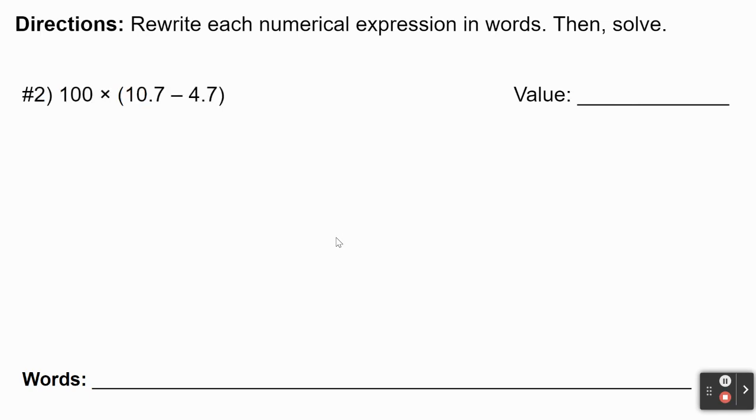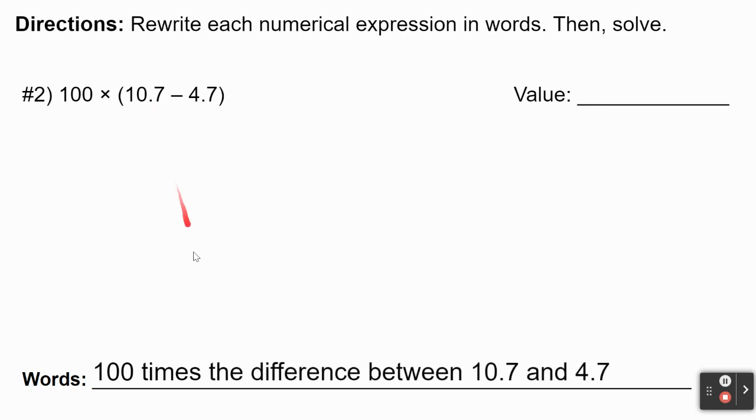Let's try another problem. Here we have 100 times, and then we're going to find the answer. We're going to be multiplying it by the answer of 10 and 7/10 minus 4 and 7/10. So here, starting at the beginning, we have 100 times. So we'll write that down in words. Now remember, the answer to a subtraction problem is known as the difference. So we're going to write at the bottom that we're going to be multiplying 100 times the difference, or the answer to the subtraction problem, between 10 and 7/10 and 4 and 7/10.